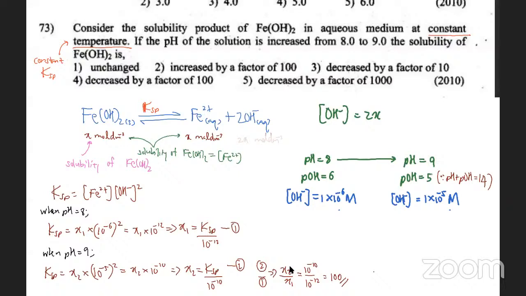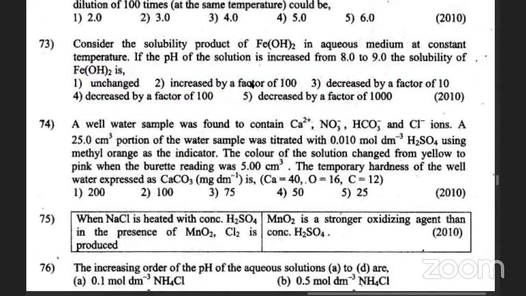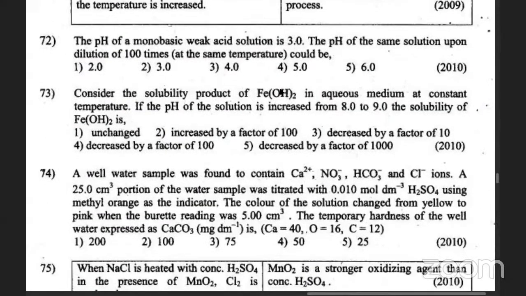Because the final solubility over initial solubility, when I divide them, I'm getting 100. So increased by a factor of 100 seems more reasonable than the previous method. Do it like this: substitute the concentration of OH minus and find the concentration of Fe2 plus in each. Concentration of Fe2 plus is the solubility, because if this is X, this is also going to be X directly. Okay, I think we've spent enough time on this question. We'll continue. I think the answer should be the second. Let's check the original schemes and see, or else we'll have to go through some reviews and see why they have given it that way.